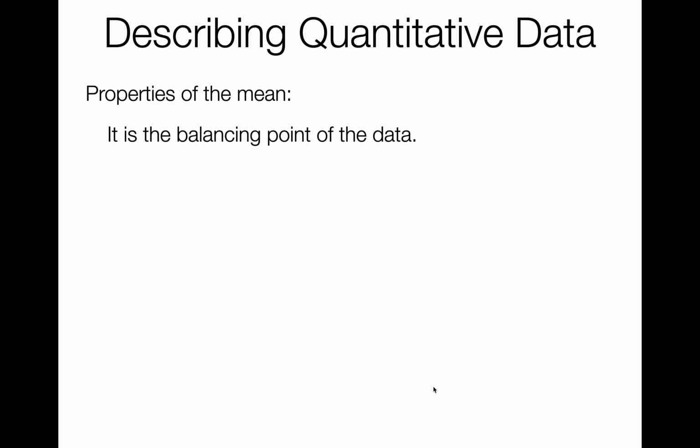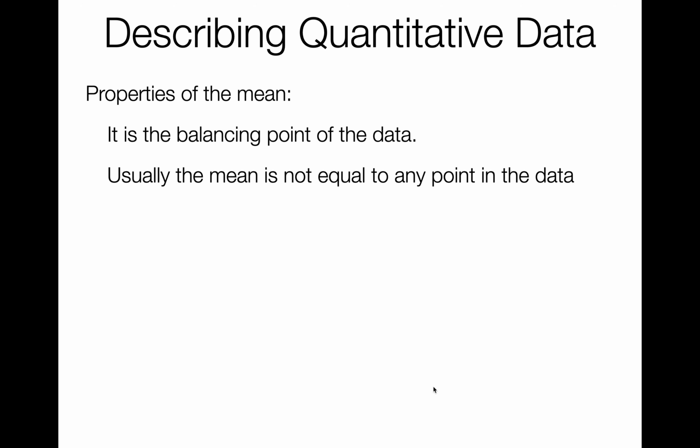The mean is the balancing point of the data. So if you thought of the data sort of as a board, and you put under it a tipping point or a center, then the mean would balance that board. The median would not balance that board necessarily. So it's the balancing point of the data. It's usually not equal to any point actually in the data.